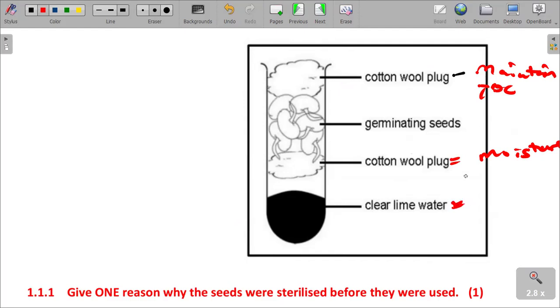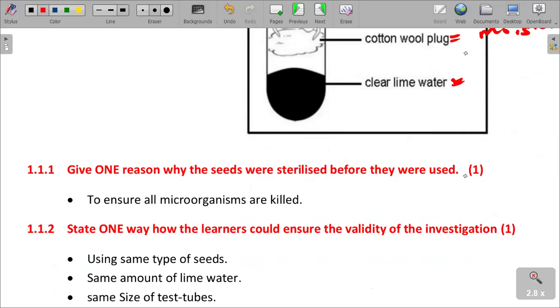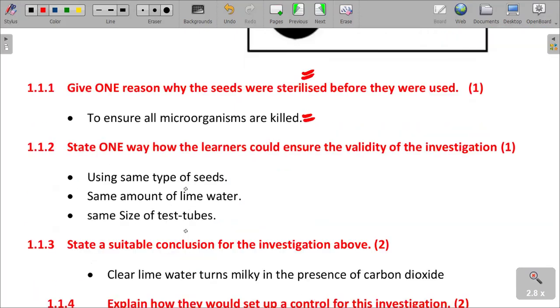Give one reason why the seeds were sterilized before they were used. During this experiment, seeds are sterilized. The reason is that we want to ensure all microorganisms are killed. This is to ensure that the microorganisms that might have burrowed through the seeds are dead. So the seeds are sterilized so as to ensure that. That is one thing that you should understand.